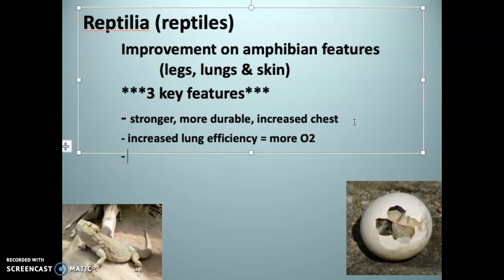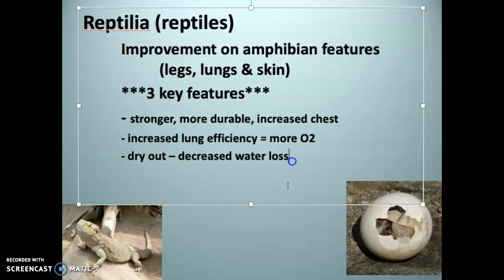And then the skin will dry out, which means you're decreasing the water loss through the skin. So huge adaptations that made them successful.